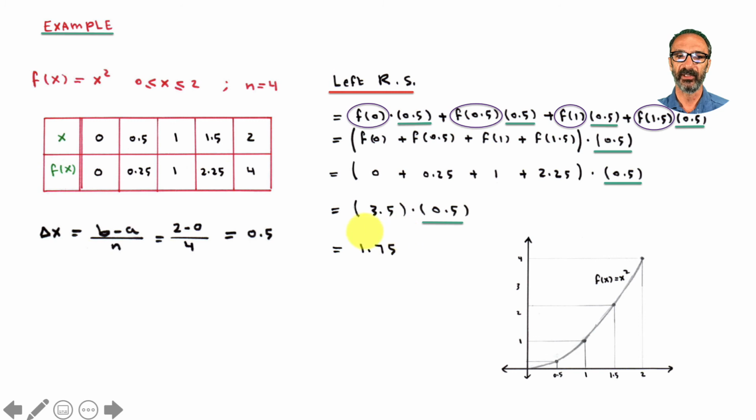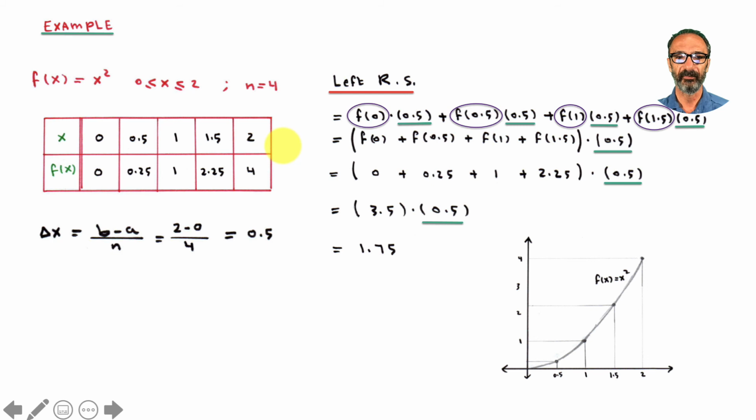Do the math and you end up with 1.75, and I believe this is an underestimate. It's not always an underestimate for a left Riemann sum. It's just because it's increasing and I'm using left. Look at the first one, f of 0 times 0.5 as a width or base. If I take it from my left, I'm not reaching up anything. I'm keeping it flat with the x-axis, so I'm losing. And so on. Let's take care of the right Riemann sum and see the difference.